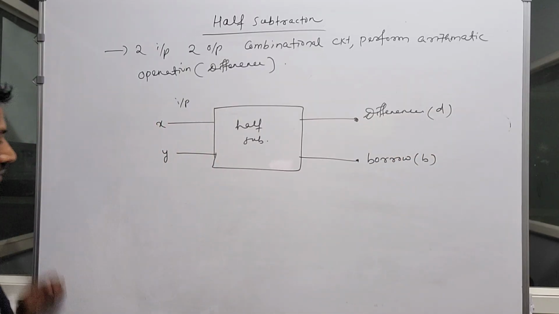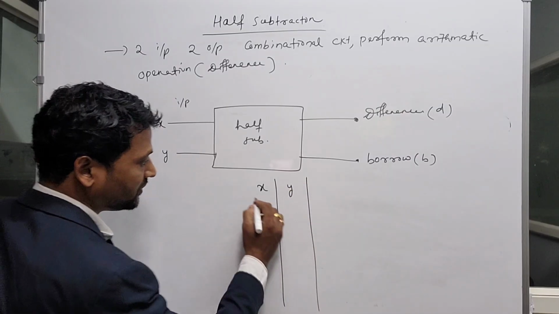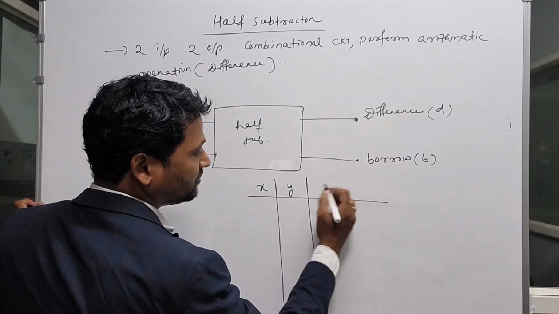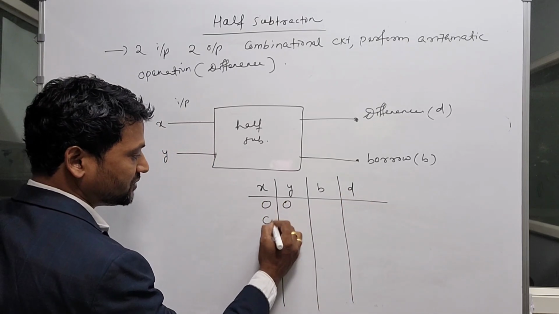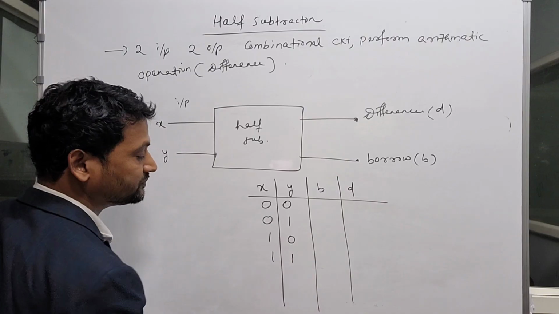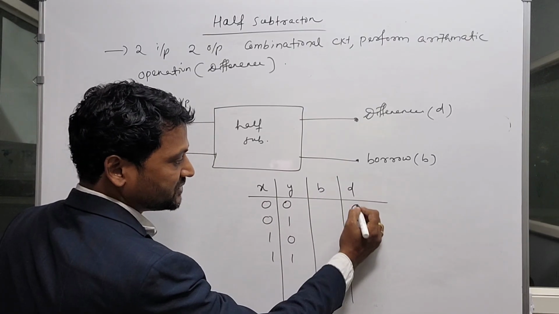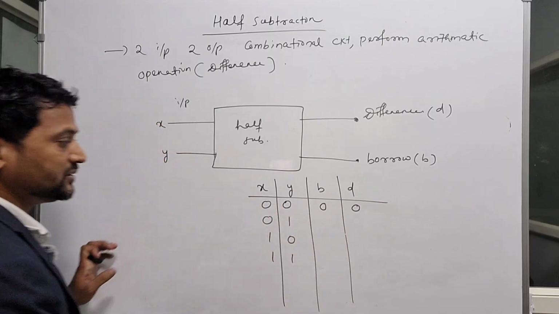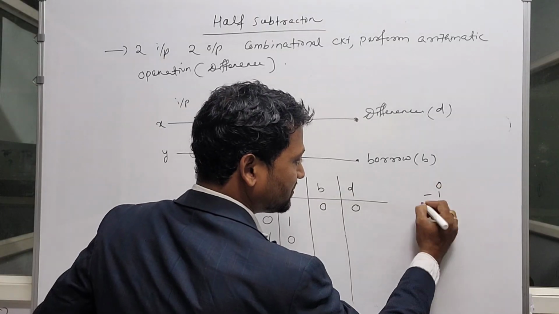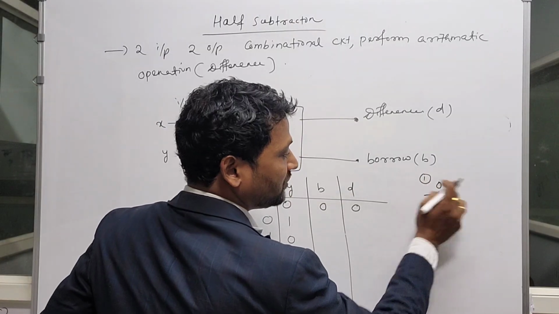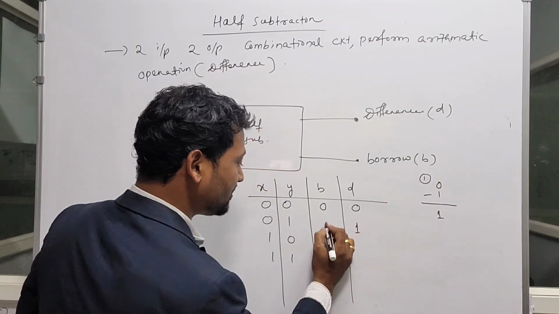So about its truth table, what is the truth table? You have two inputs x and y, and the outputs are borrow and difference. Since you have two inputs, what are the combinations? 0 0, 0 1, 1 0 and 1 1, right? Subtract: 0 minus 0, its difference is 0 and there is no borrow. 0 minus 1 is not possible, so we have to take one borrow here. 1 0 is 2, 2 minus 1 is 1. That means difference is 1 and borrow is also 1.